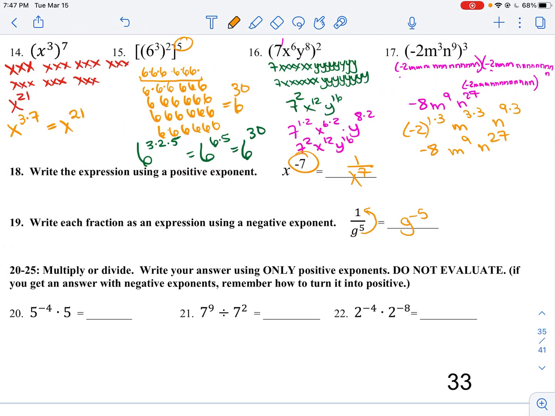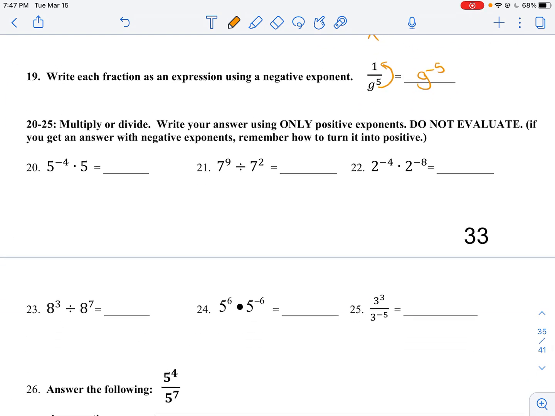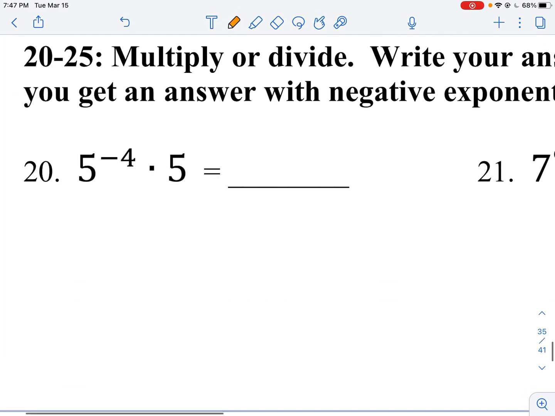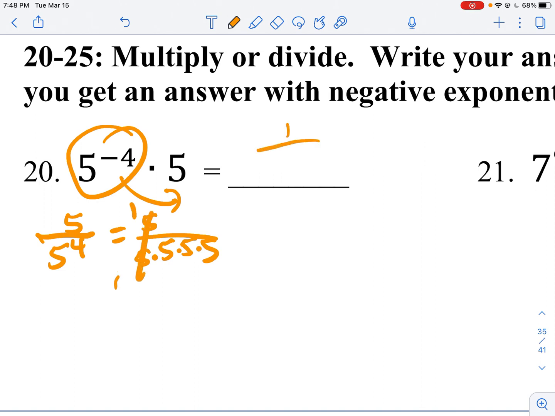Multiply or divide, write answers using only positive exponents. Do not evaluate. If you get an answer with a negative exponent, remember to turn it into a positive. So this means move me to the denominator. So I have 5 to the 4th on the bottom. Let me do this because I made it super long for some reason. So I have 5, I have 1, 2, 3, 4. Cancels. 5 divided by 5 is 1, so I get an answer of 1 over 5 to the 3rd.